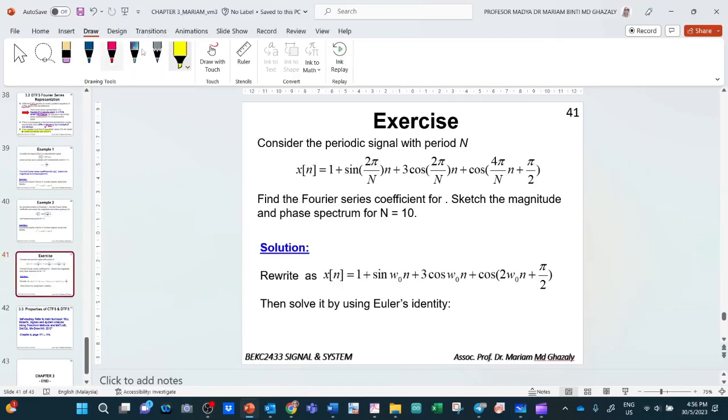And then you need to sketch the spectrum for n equal to 10. So it's going to repeat every 10 values. Do this exercise and submit it to Padlet. This one will be the exercise to confirm your attendance. Submit it as a group. There is a total of, I think, 16 groups. 16 groups need to submit and you will discuss on Thursday.